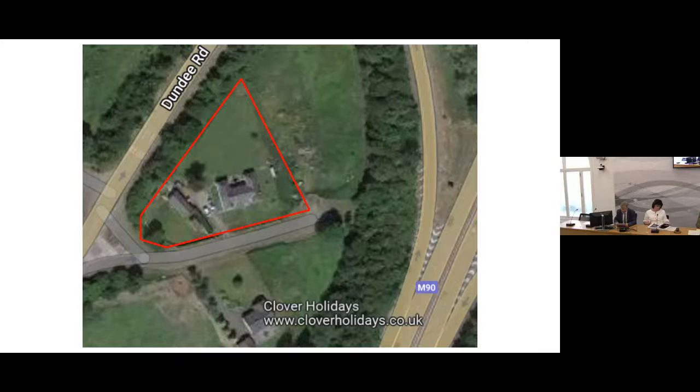The extensions will result in a square building which is just under 5 metres in height compared to the 3-metre height of the existing house. The house is situated on a roughly triangular site between the A85 and the M90 and is within statutory green belt.